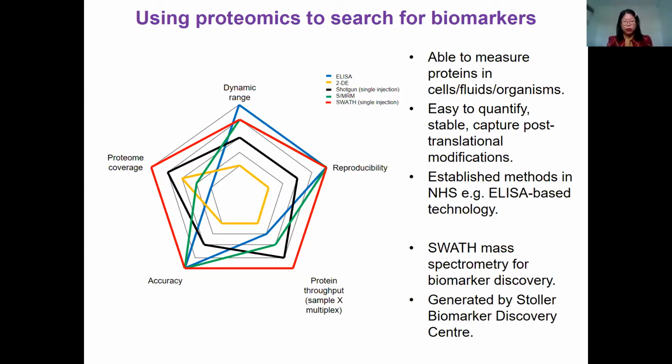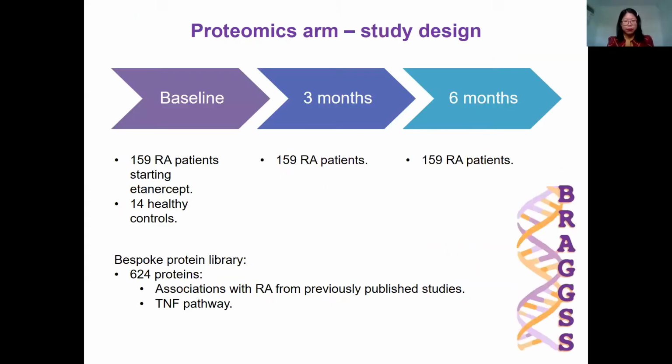So for my discovery phase, I'm using SWATH mass spectrometry, and that's data generated by the Stoller Biomarker Discovery Centre. The benefit of SWATH is, if you look at this spider diagram here, the closer to the apex of each point of the pentagon each of the different colours are, the better it is at that discipline. And if you look at the SWATH, which is the red, it is consistently the technique that's closest to the outside of the spider diagram.